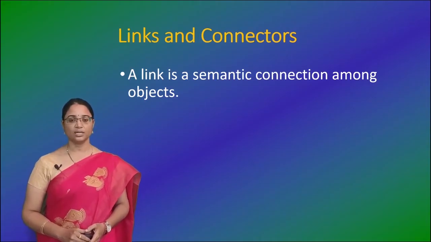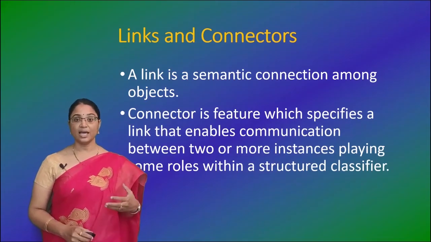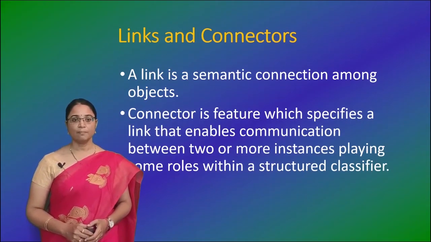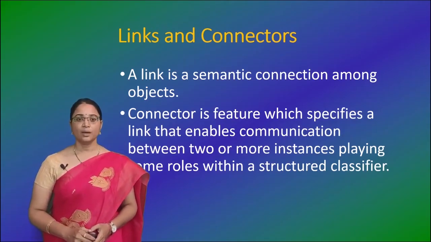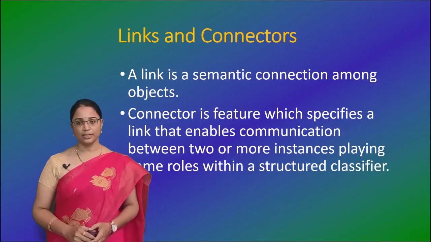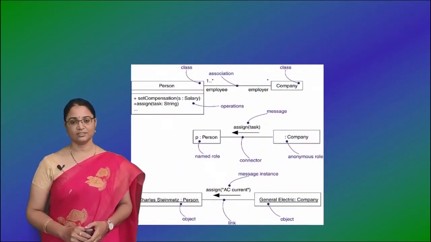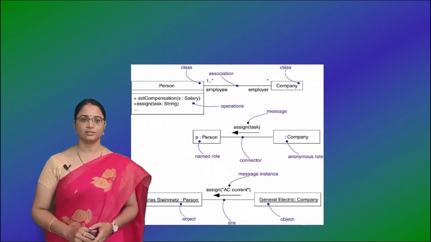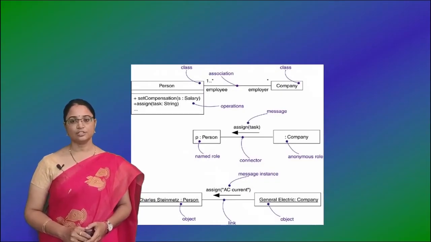Coming to the connector. A connector is a feature which specifies a link that enables communication between two or more instances playing some roles within a structural classifier. A prototypical object is called a role. A prototypical link is called a connector. If you want to tell about the instances, then you can go for the connector. The context is a collaboration or the internal structure of a classifier.